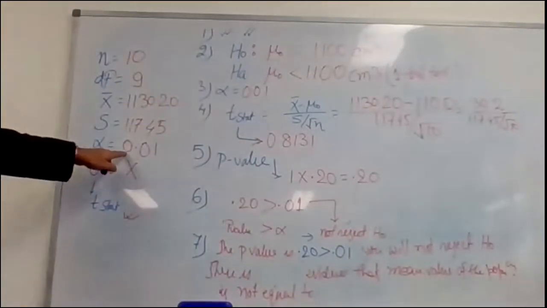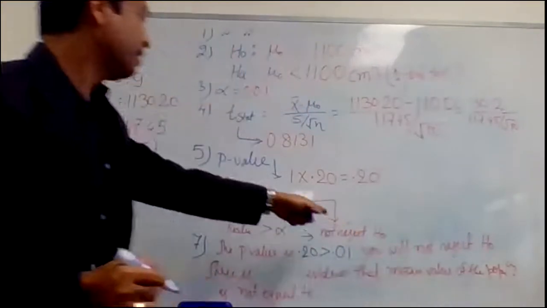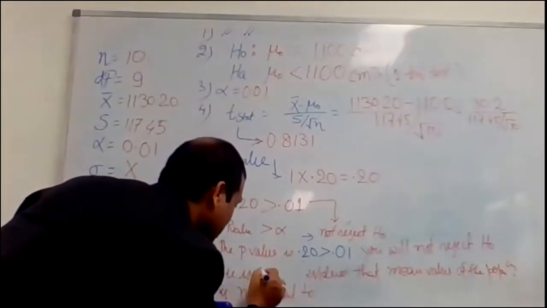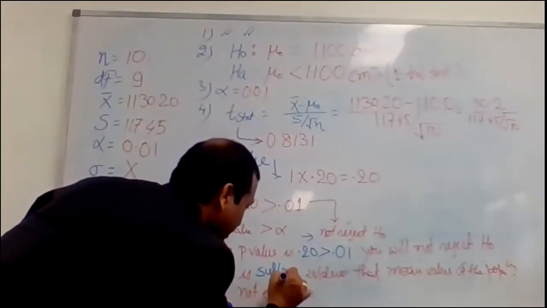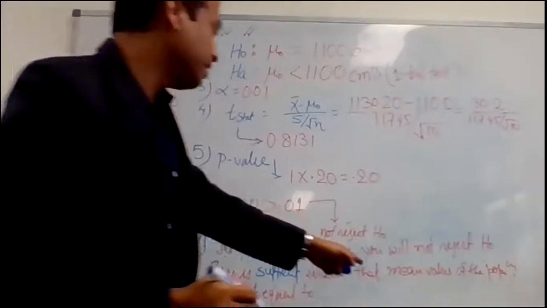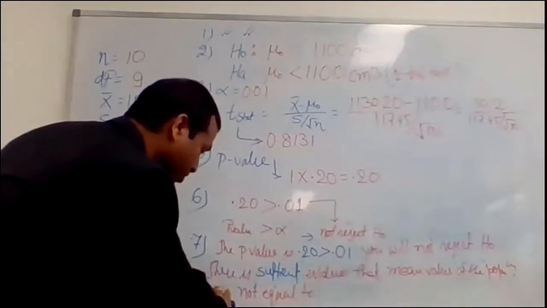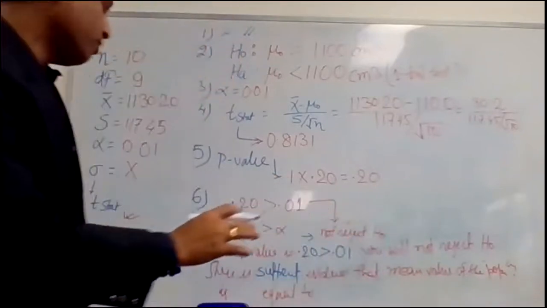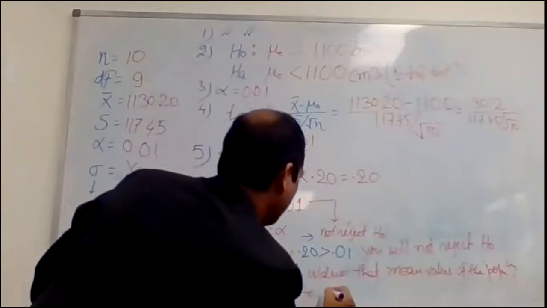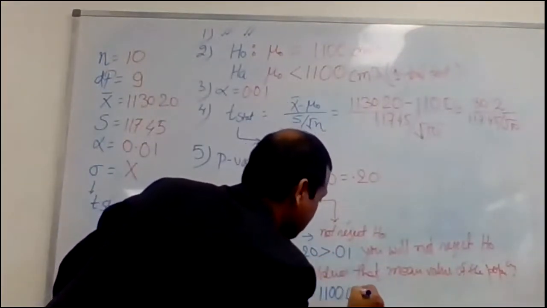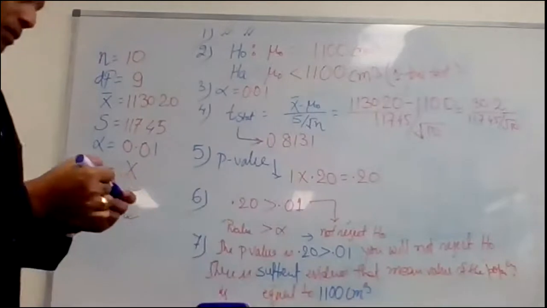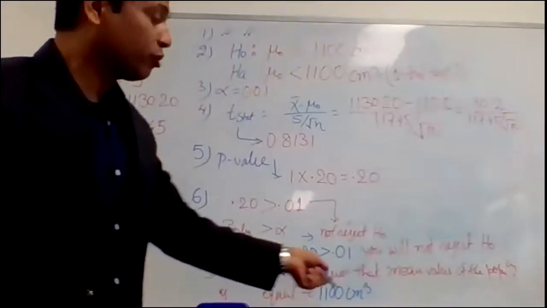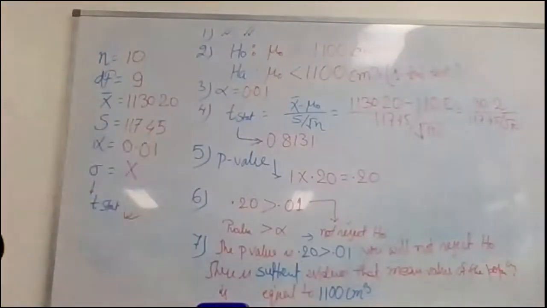That is the critical value. You will not reject the null hypothesis. So there is sufficient evidence, use the word sufficient, that will be more fine, that the mean value of the population is, instead of writing not equal to, just write equal to, 1100 centimeter. Else you can write there is insufficient evidence that the mean value of the population is not equal to 1100. Whatever you choose, it's up to you.